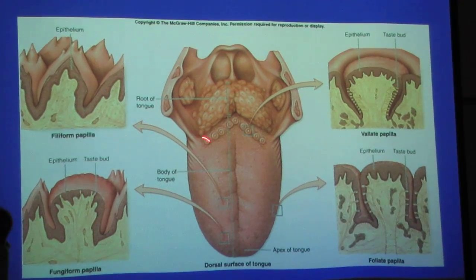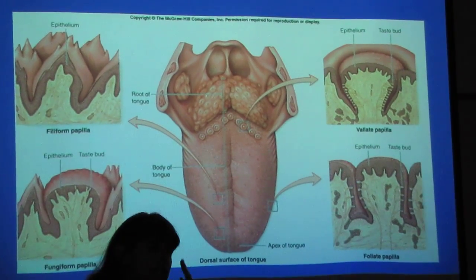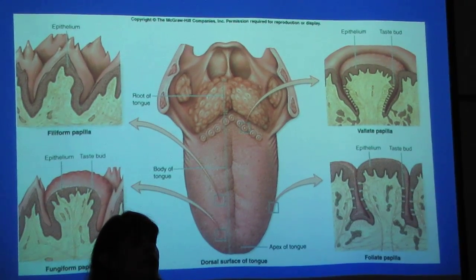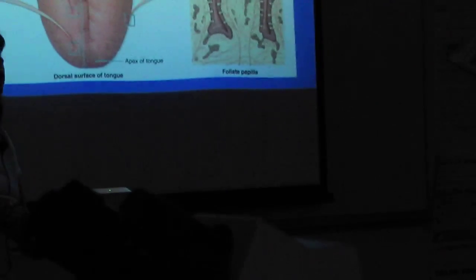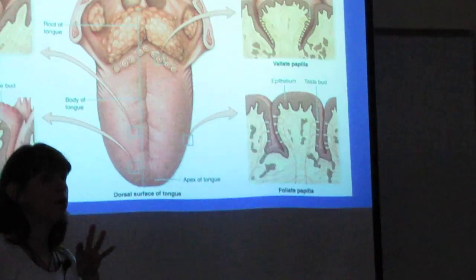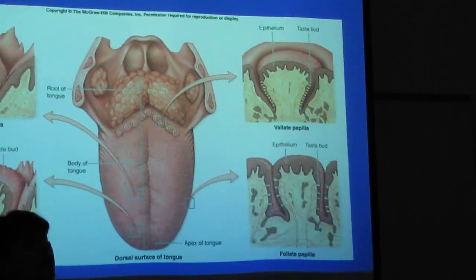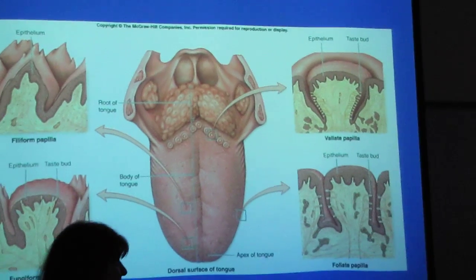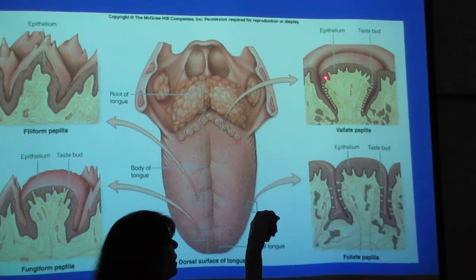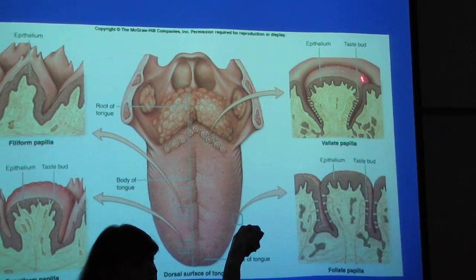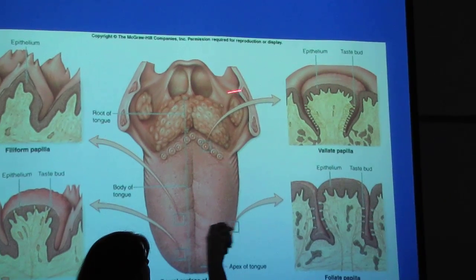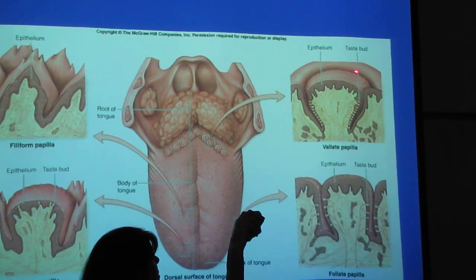So hopefully you'll remember that the tongue, just like the inside of your mouth, is lined with what kind of tissue? Since we have friction when we eat our food, it would be stratified squamous, keratinized or non-keratinized? Non-keratinized. And so can you see here the hills and valleys of stratified squamous? Okay, now these little bumps right here, here's the bump.